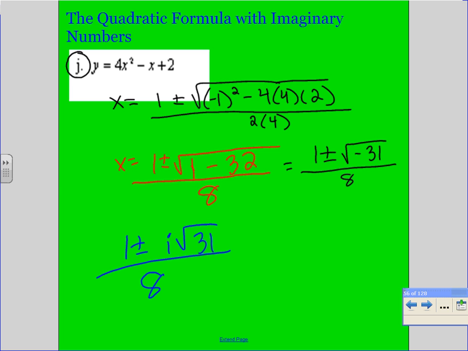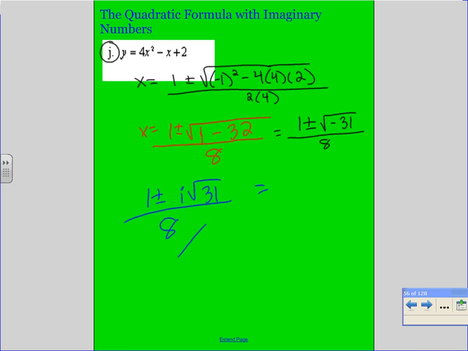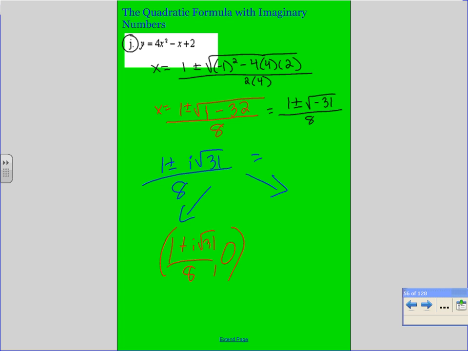I skipped a step. The step that if I was just teaching this to you now would be square root of -1 times square root of 31. Square root of -1 is always I. You guys with me? So is there anything we can simplify? No. So all you do at this point is split them up into 2 separate ordered pairs. So it's kind of a messy answer, but these are your answers. So 1 plus I square root of 31 all over 8, comma 0. And the second one is 1 minus I square root of 31 all over 8, comma 0.